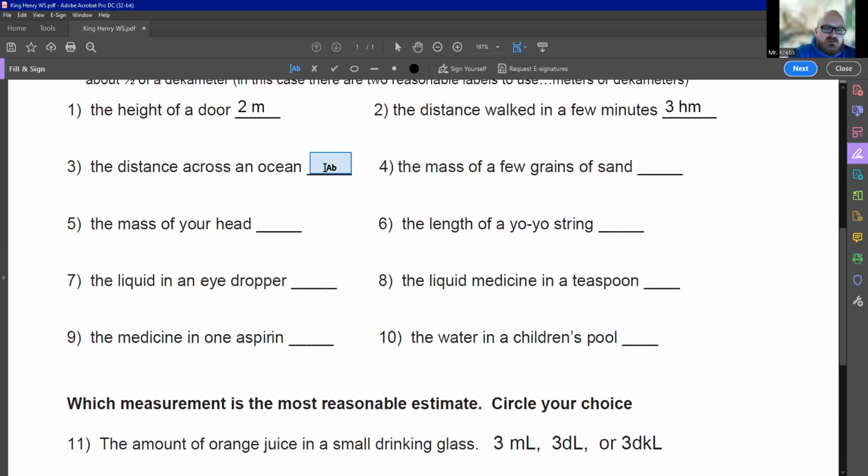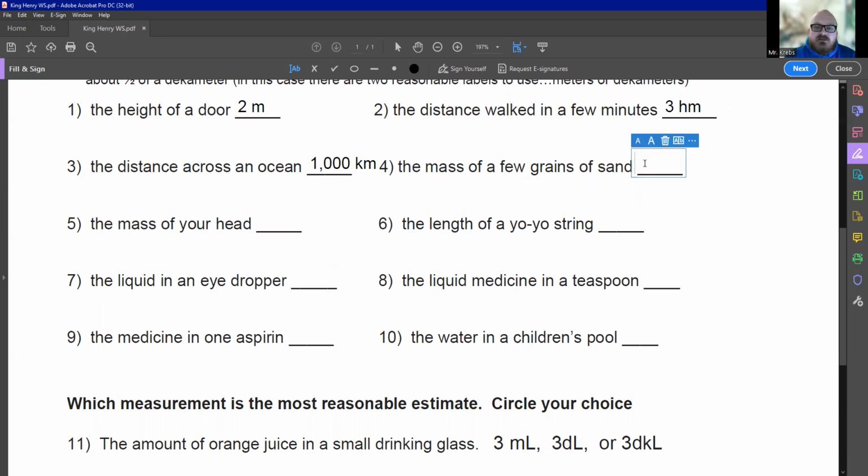For the distance across an ocean, you're definitely going to be talking about using kilometers, and you're talking thousands of kilometers. So the kilometer is the largest unit in the metric system for length. So sometimes it takes a lot of them because it's not quite a mile. But again, if you're looking on a map measuring across an ocean, you're definitely using kilometers.